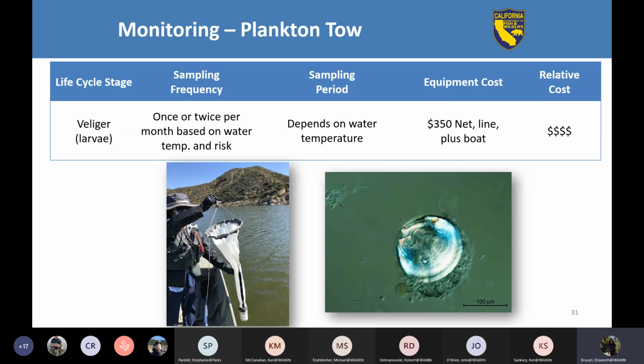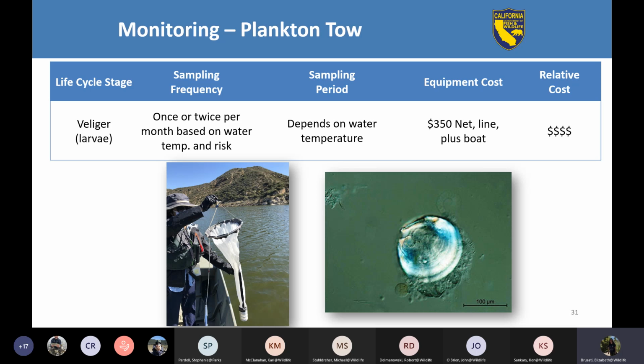And the third type of monitoring is plankton tows. So this is done specifically to look for the larvae, the veliger form of mussels. It's done with a net. You can see a picture of larvae here and the net that's typically used. The sampling frequency is once or twice per month, and that's based on the water temperature and your relative risk. Again, do it during the year and the months when the water temperature is appropriate.